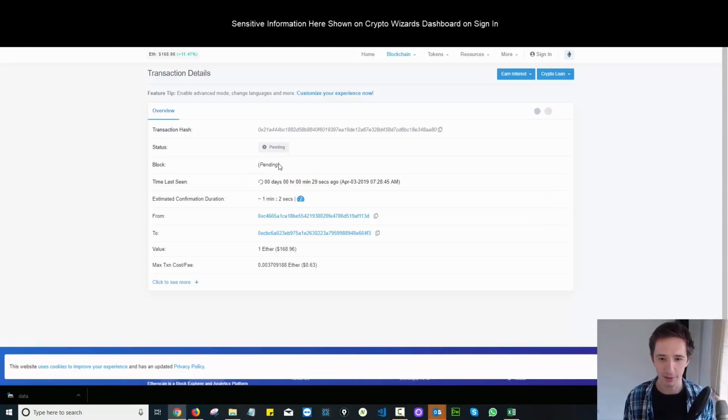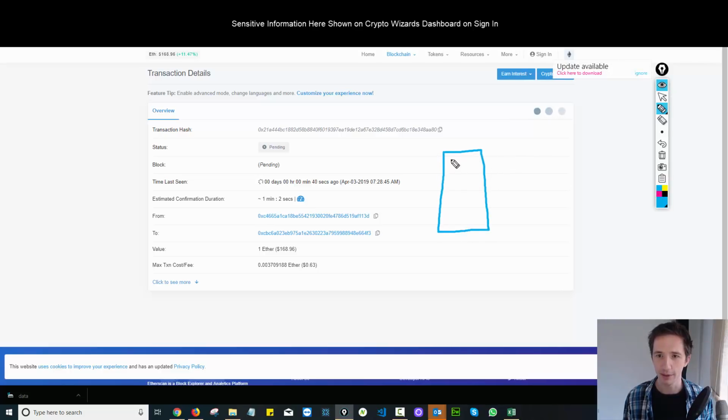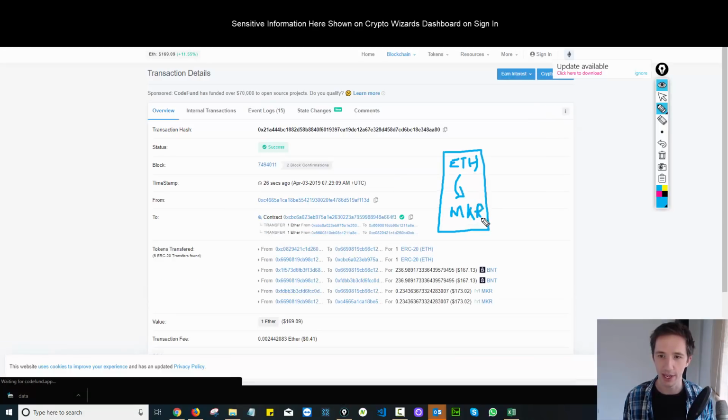So essentially what I've done right now, let me just grab a pen tool and we'll draw a little bit on the screen. Essentially what I've done is I've gone to a particular crypto exchange, and I've converted Ethereum to a different coin, which is called MKR. MKR is the Maker coin and it's built on Ethereum. So that's what I've just done now.